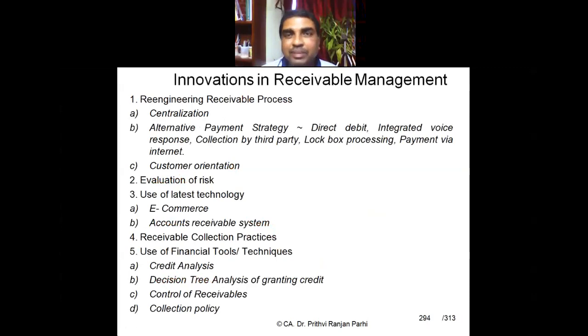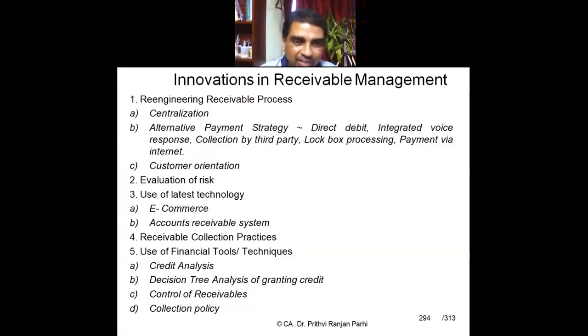Few innovations have come in receivable management specifically. One is centralization. Many companies do centralized billing, centralized data management, centralized banking. These also help better working capital management. Alternative payment strategies, several kinds of strategies are there. Theoretical aspects include, let us say, online payment, customer oriented receivable management, risk evaluation, to whom, what kind of customers we should give credit to, we should make sales on credit. So evaluating that risk. These are some of the innovations which have come up in the field of receivable management. You can go through this slide.